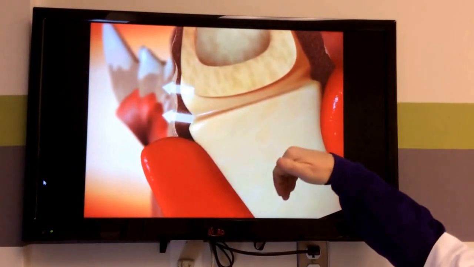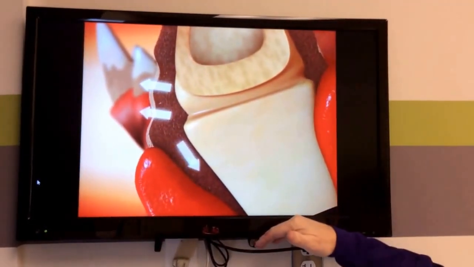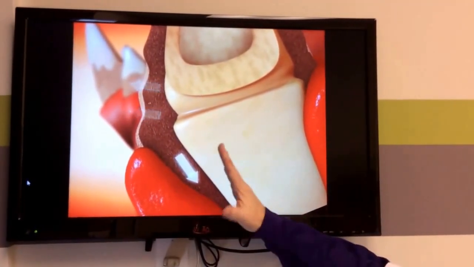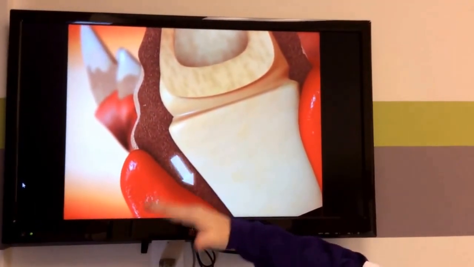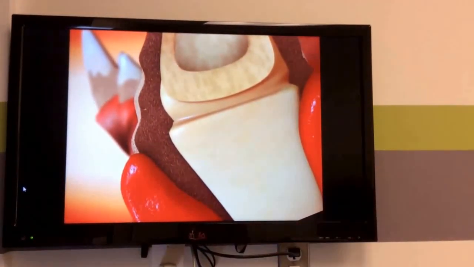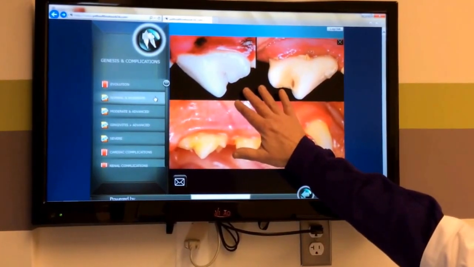But more importantly, as the calculi develops, it pushes its way down along the edge of the root, causing the sulci, or the gum, to peel away from the root of the tooth, causing both inflammation and pain. Okay. Here we have an example of a normal tooth.